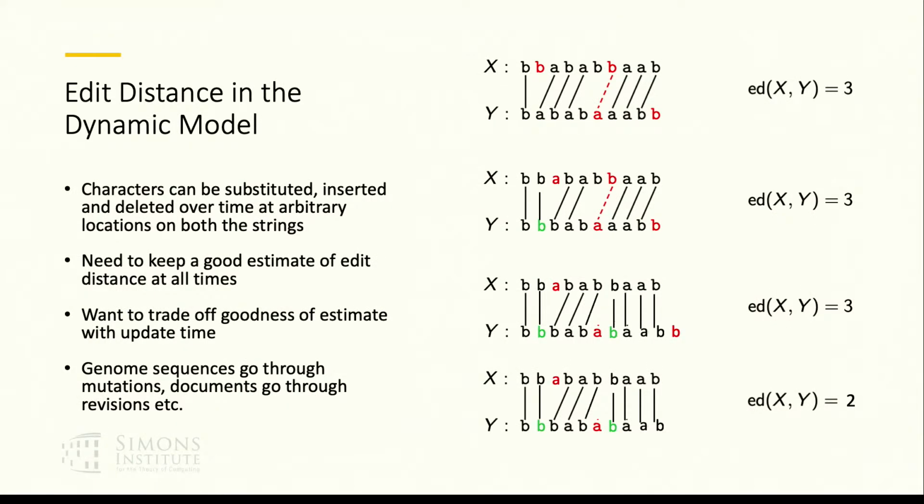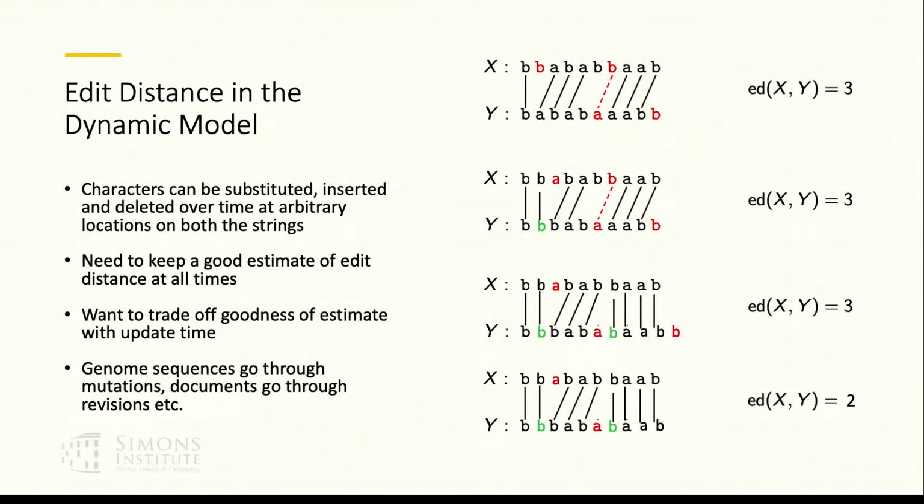Now we are considering the dynamic model. What does the dynamic model mean here? In the dynamic model, we are first given 2 strings X and Y, but now we are allowed to make changes on the strings. You can substitute symbols in X or Y, you can insert, you can delete, and those positions could be arbitrary. It could be at the beginning, at the end, or in the middle, anywhere is possible. And you have to maintain the edit distance very fast with these dynamic changes.